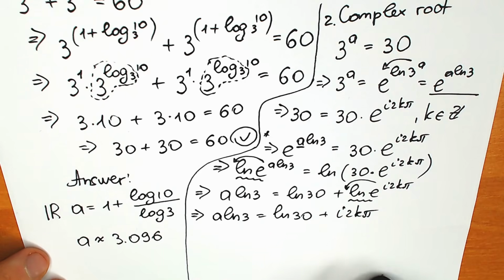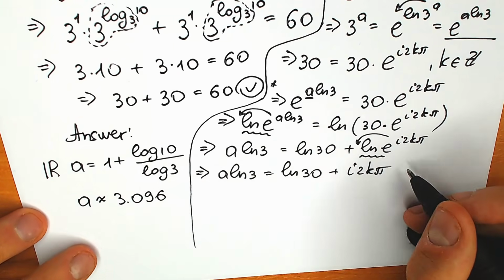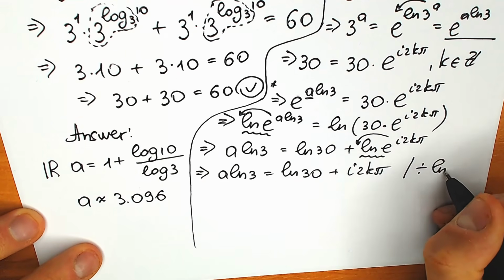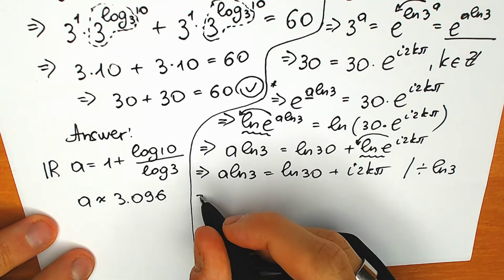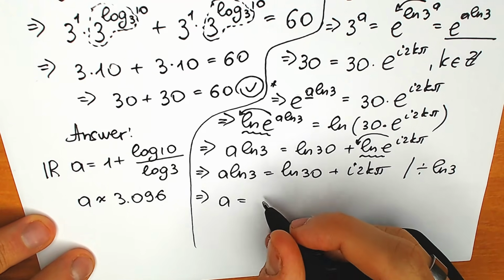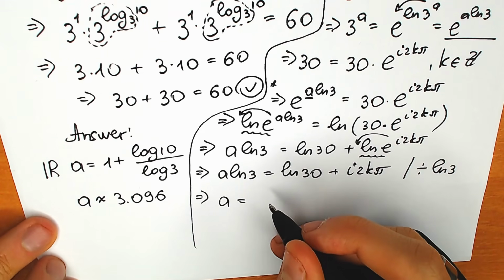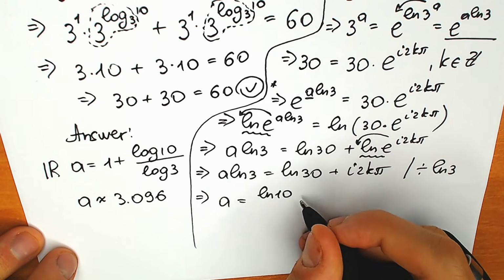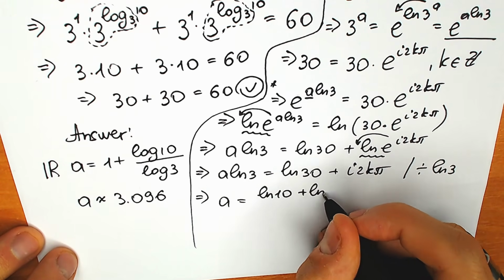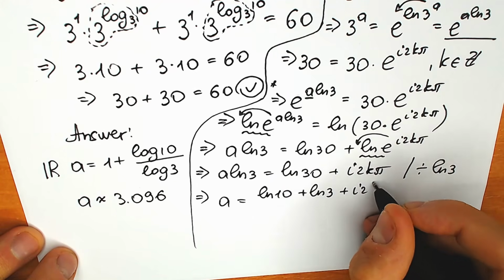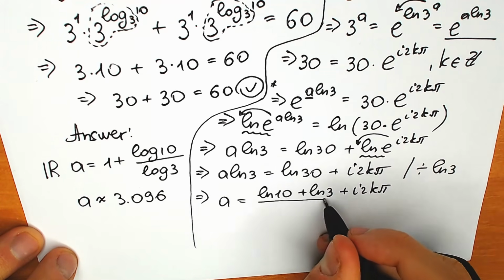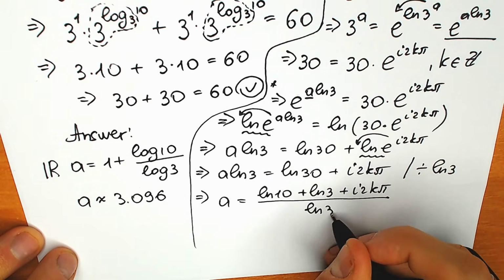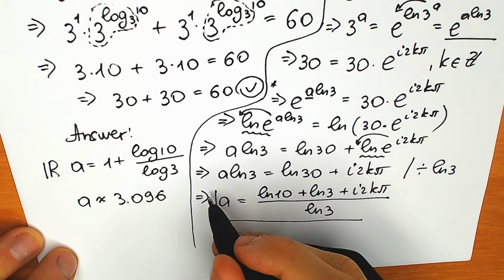Okay, really great. And right now, the final tricky move. Let's divide both sides by natural log 3. And we have that our a equals natural log 30. We can write it as natural log 10 plus natural log 3, but this is up to you. You can split it like that: natural log 10 plus natural log 3 plus i to k pi, and all over natural log 3. Okay, this is our answer.